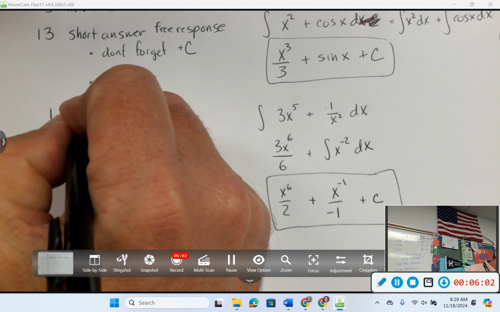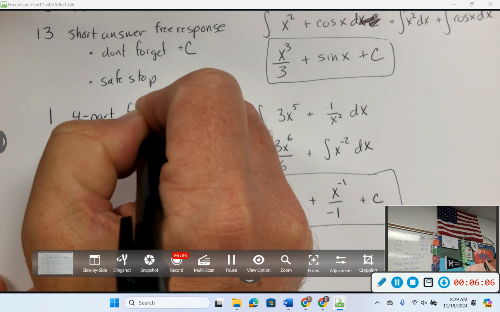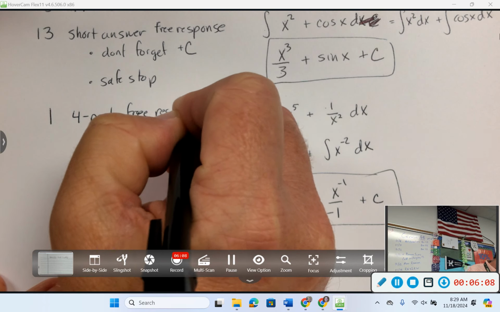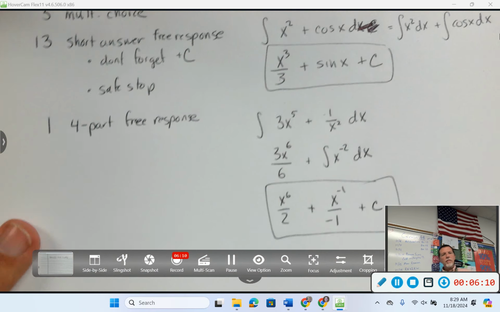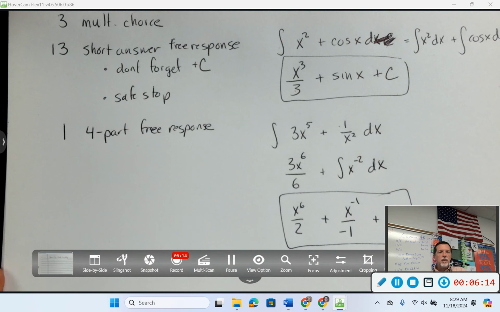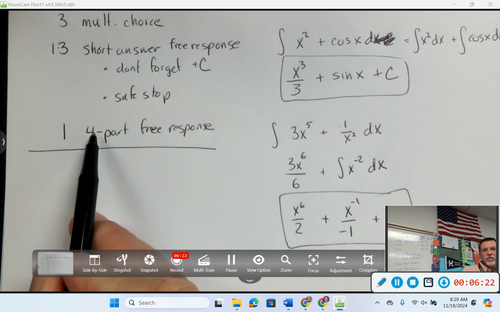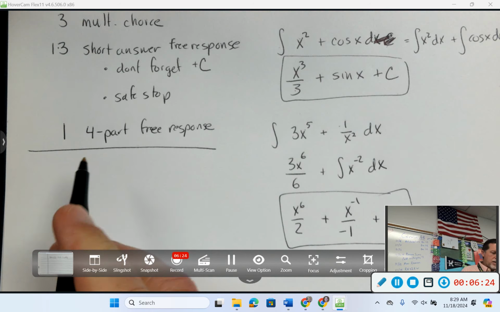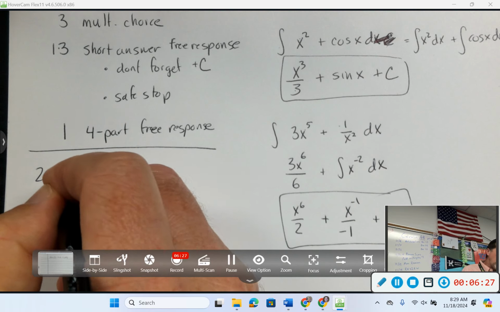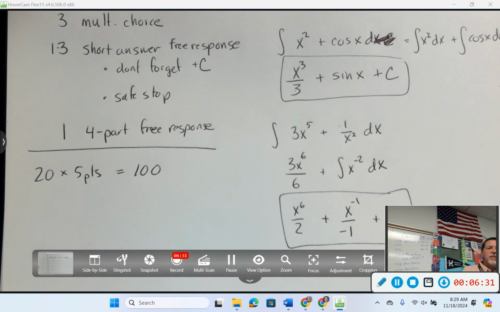And then there is one 4-part, more traditional free response, part A, B, C, D, kind of what we think is the normal free response type question. So 13 plus 3 plus 4 parts is 20 times 5 points each makes 100.